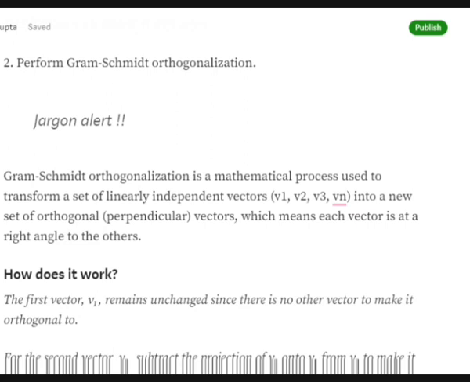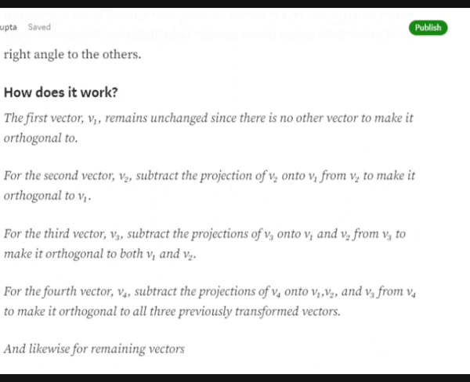angle to each other. So basically, as I told you, in case of an orthonormal vector matrix, all the column vectors are perpendicular to each other. So first of all, we will be converting all the vectors perpendicular and then normalizing them to make them orthonormal. This is fine. So how are we able to perform this?